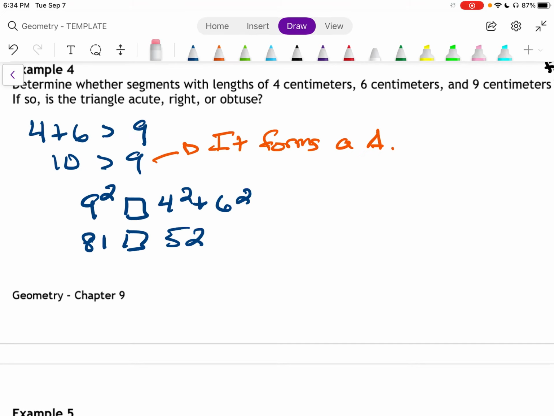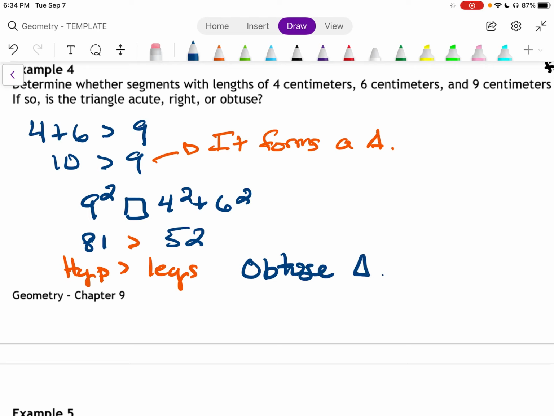So here, we can say that 81 is greater than 52. So the hypotenuse is greater than the legs. The hypotenuse is bigger, so it's going to be obtuse. This is an obtuse triangle.